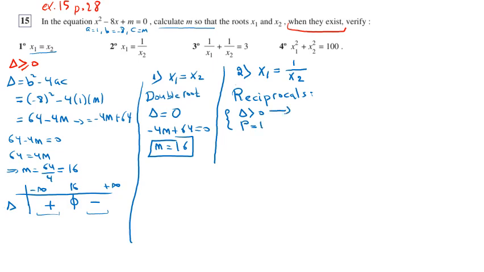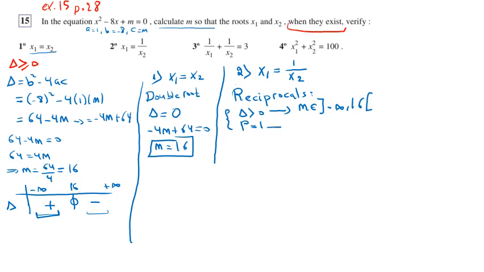The first condition gives us delta positive. From the table of sign, we have that m belongs to minus infinity, 16. Why is it minus infinity, 16? Here is the part where delta is positive.